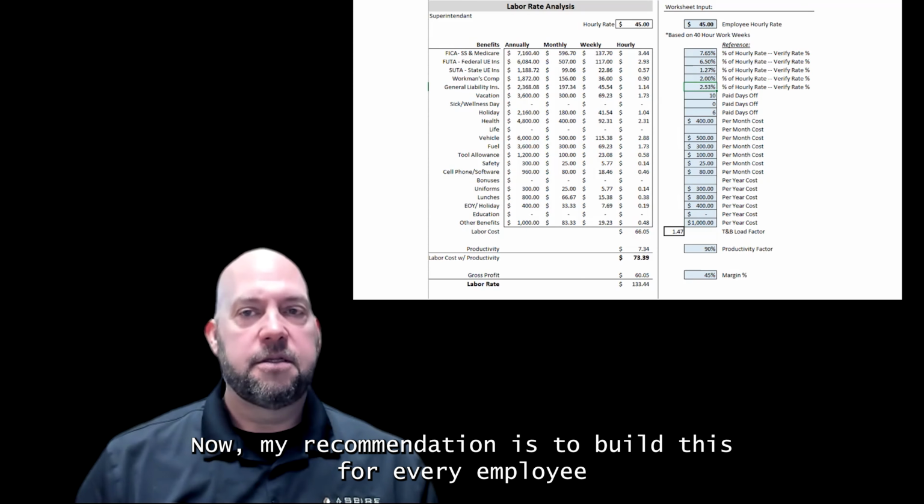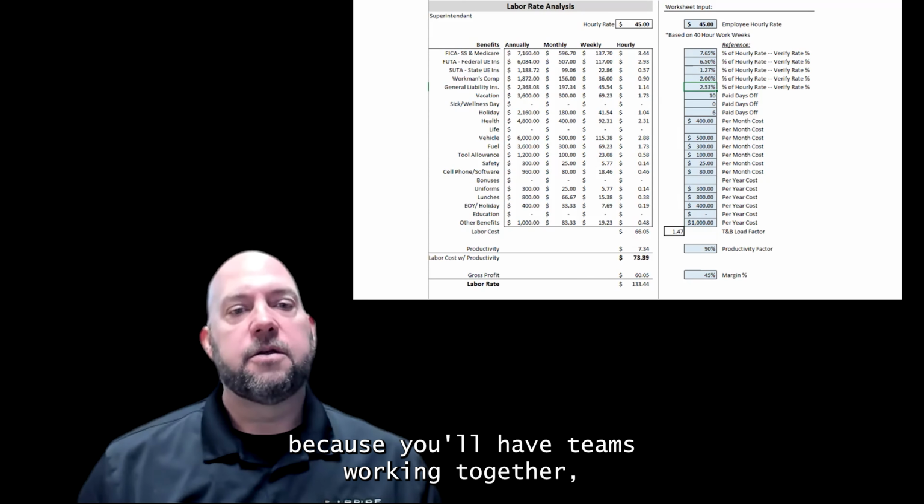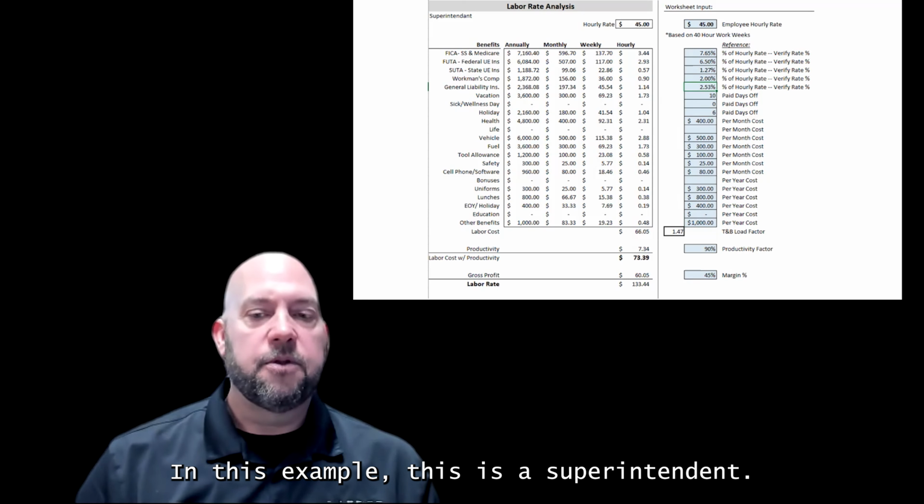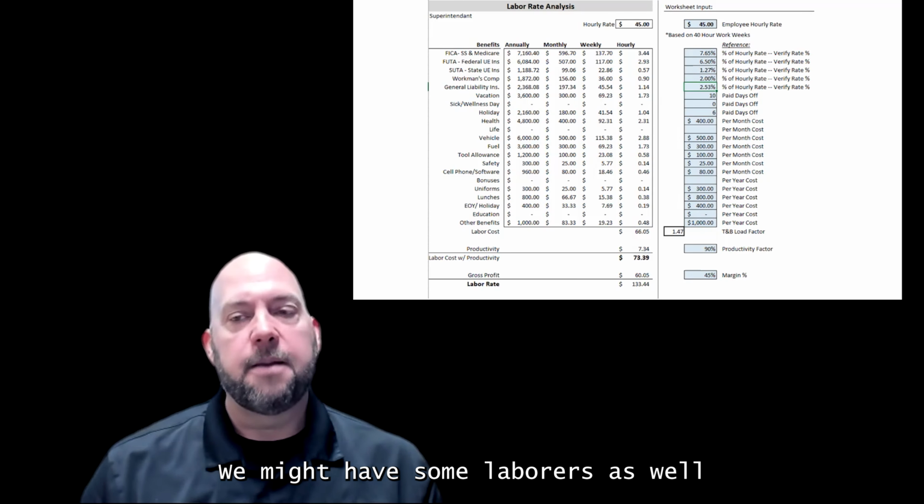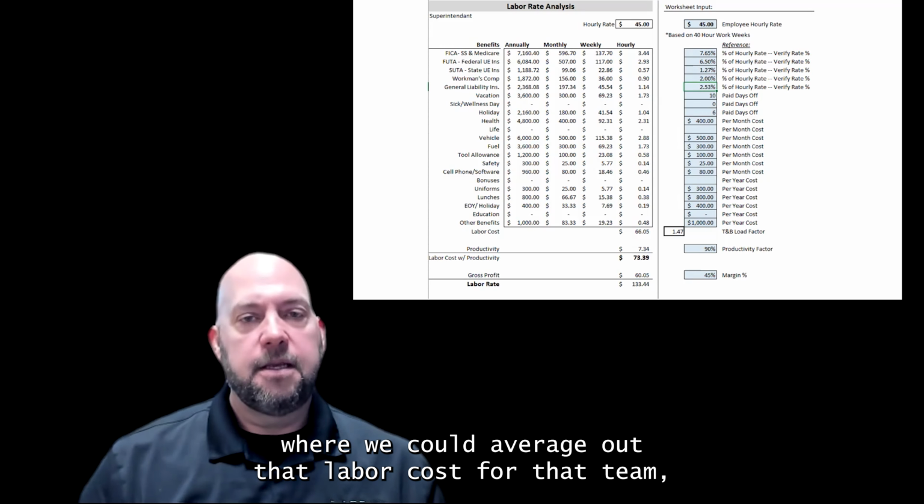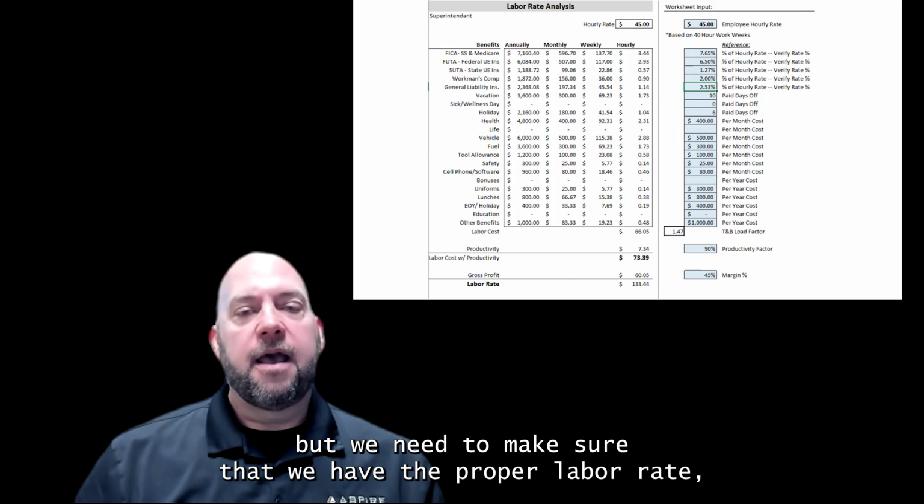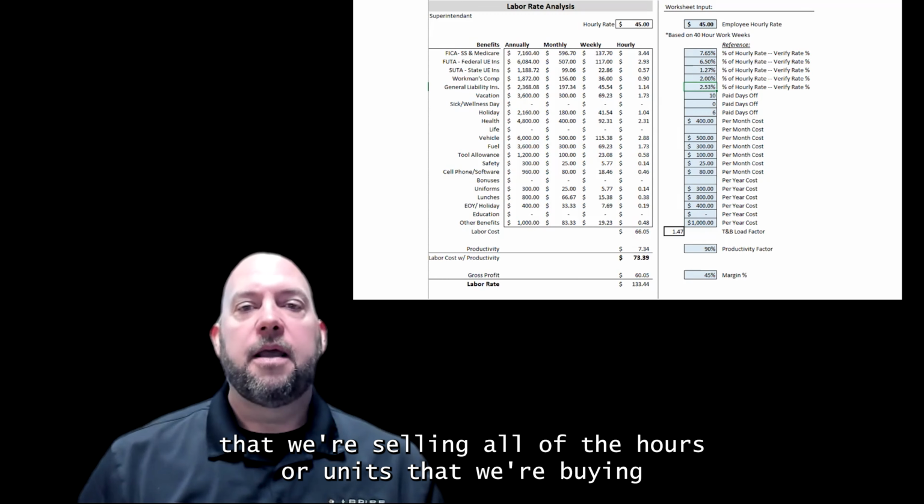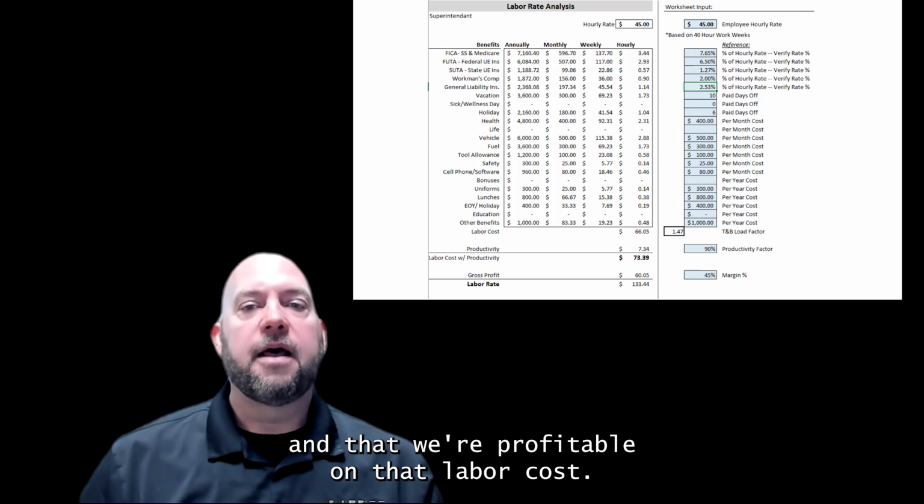Now, my recommendation is to build this for every employee because you'll have teams working together and then you can get a blended rate for each team. In this example, this is a superintendent. We might have some laborers as well, where we could average out that labor cost for that team. But we need to make sure that we have the proper labor rate, that we're selling all of the hours or units that we're buying, and that we're profitable on that labor cost.